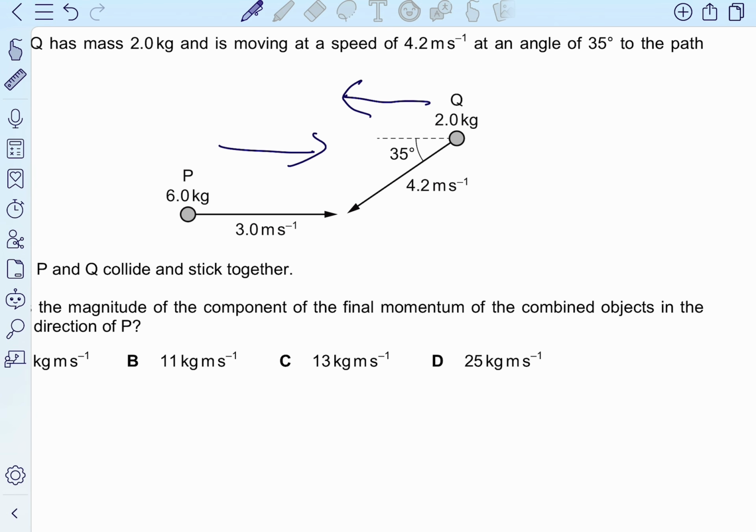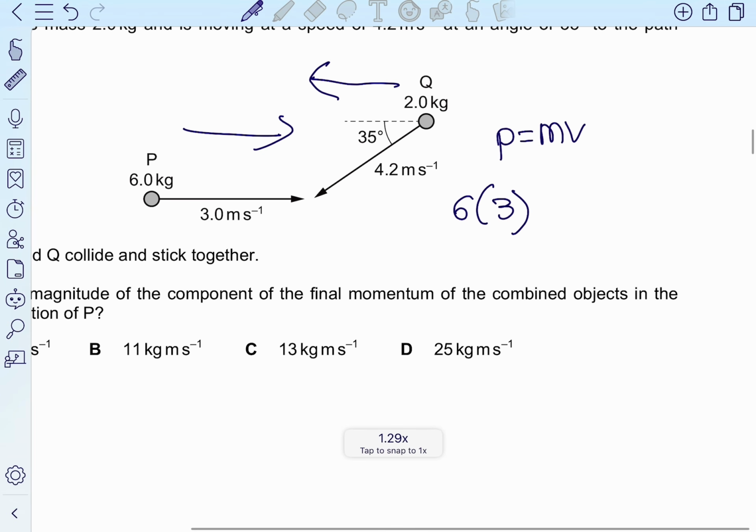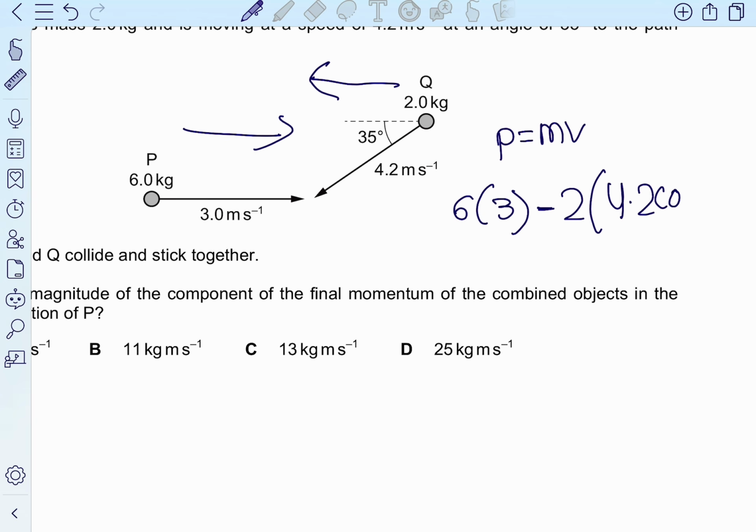So what is the momentum of P? Since momentum is given by mass times velocity, the momentum would be 6 times 3. Now the momentum of Q: the velocity is given at an angle. So if you want to find the horizontal component, we'll have to do 4.2 times cos 35. Easy trick to remember: the one that's near to the angle would be cos 35, whereas the one that's far away from the angle would be sin 35. Minus, it has a mass of 2 kg, times 4.2 cos 35. To get the final momentum, 6 times 3 minus 2 times 4.2 cos 35.